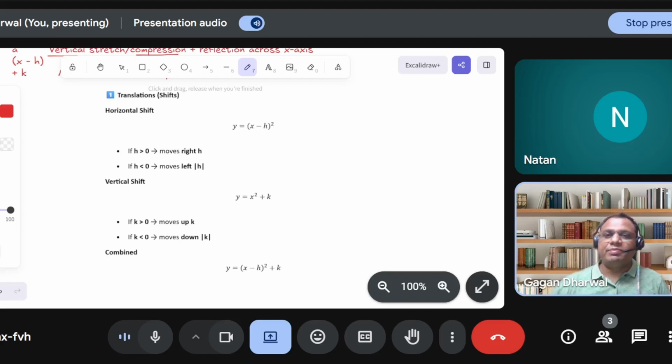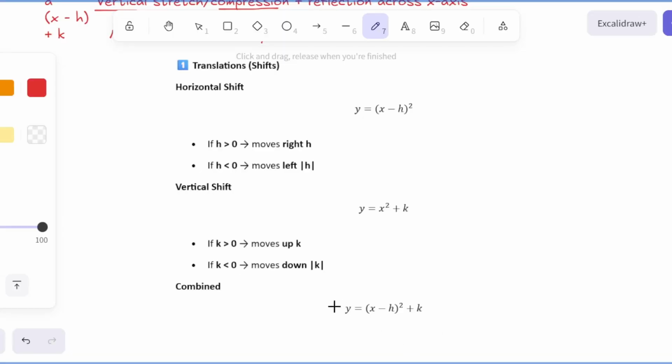And the combined form is nothing but the vertex form: y equal to a(x minus h) square plus k.